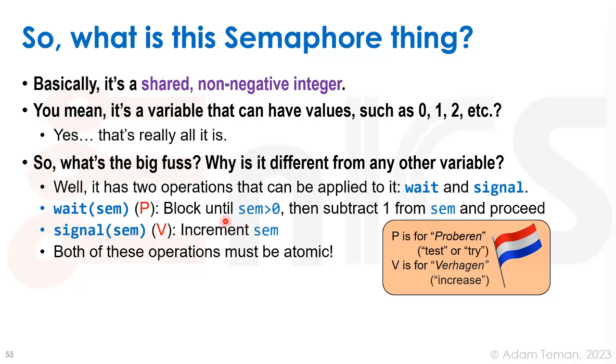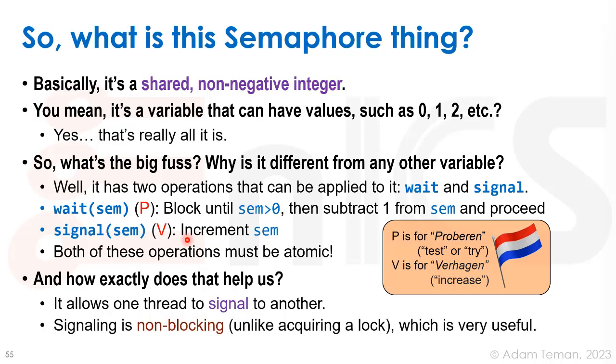So again, wait is going to just block. I'm going to wait until I see that the semaphore is non-zero, and once I see the semaphore is non-zero, I'm going to subtract 1 from it. And signal is to say, listen, increment the semaphore. That's a way to signal between different processes. So how does that exactly help us? Well, as I said, it allows one thread to signal to another. And this is a good thing because, unlike acquiring a lock, signaling is non-blocking. And that can be really useful in all types of process synchronization.